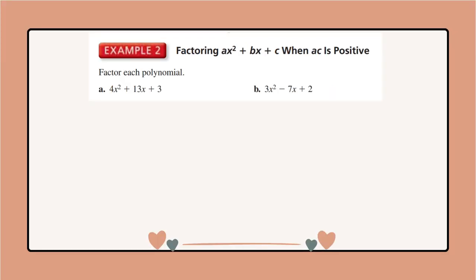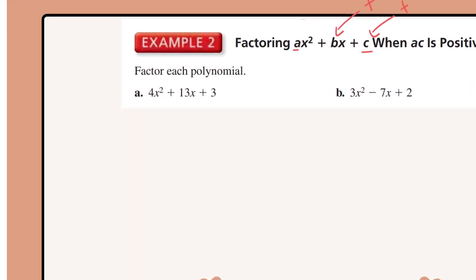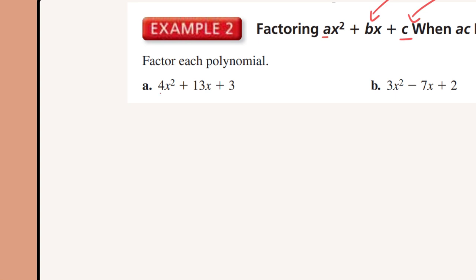Now, you're going to use the same rules. If C is positive and B is positive, everything is going to be positive. In this case, we have A and C, an extra number. So the first thing I want you to do is ask, can we factor out a GCF? I'm going to expand right here. I cannot, there's no GCF. With 4, 13, and 3, the greatest common factor is 1, and that's already a prime number. So A is your 4, B is 13, and C is 3.